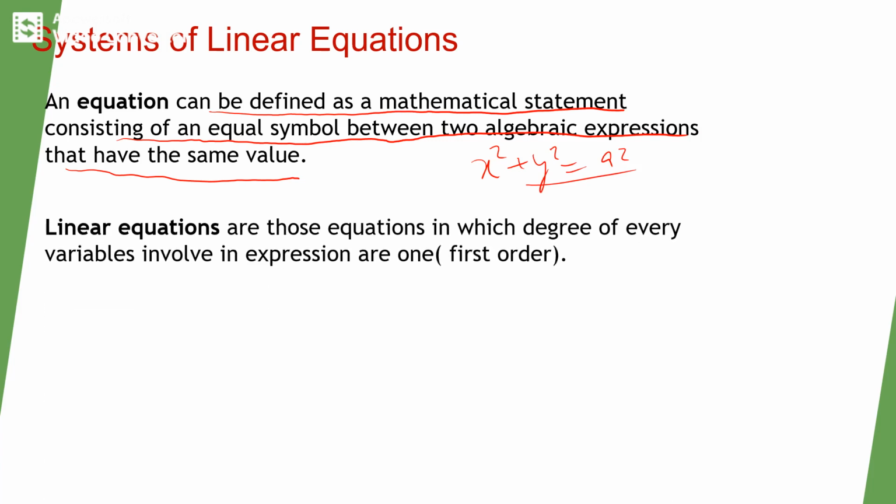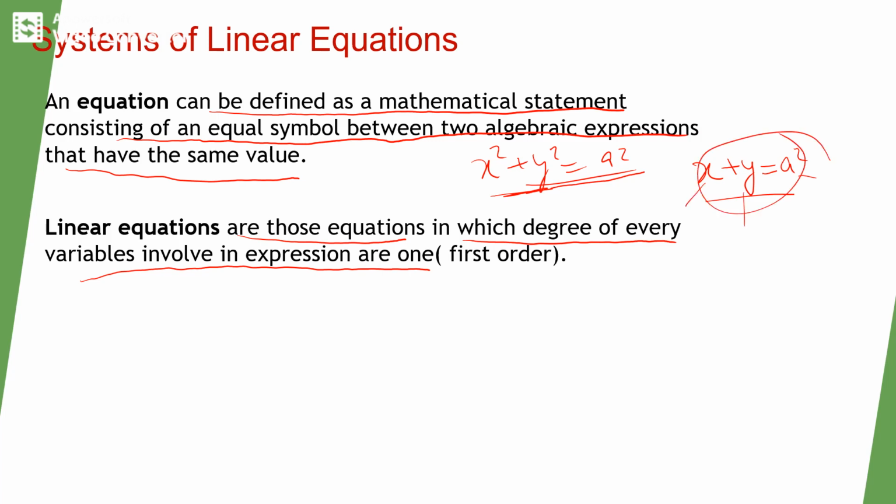Now what is a linear equation? Linear equations are those equations in which the degree of every variable involved in the expression is 1. So the above equation is not linear. If we want to write a linear equation, we say x plus y is equal to a, or it may be a squared if a is a constant. Here x and y are variables. So this is a linear equation.